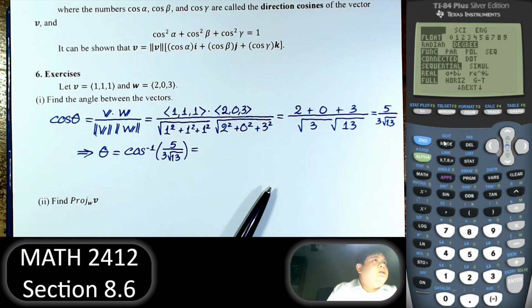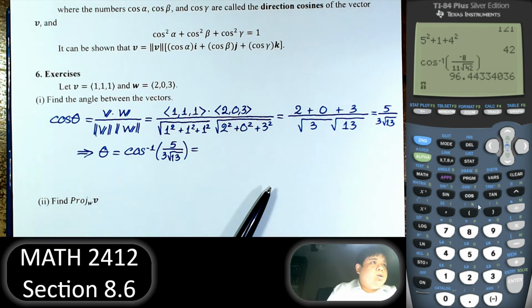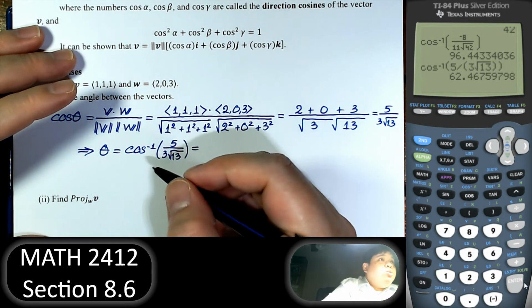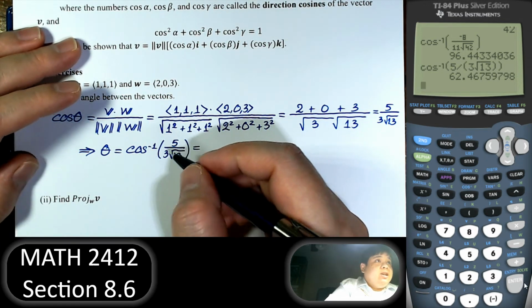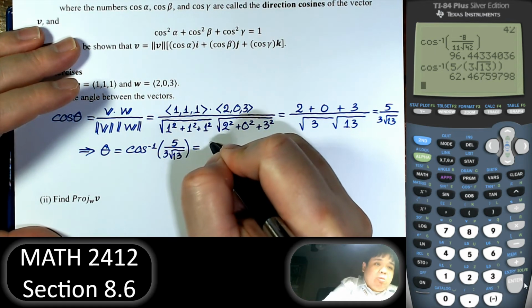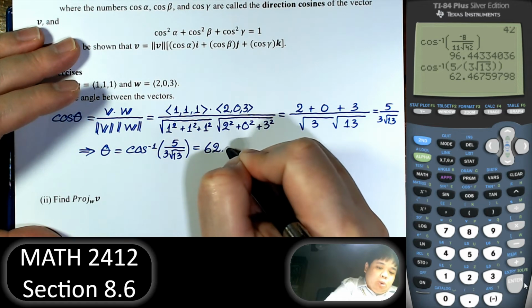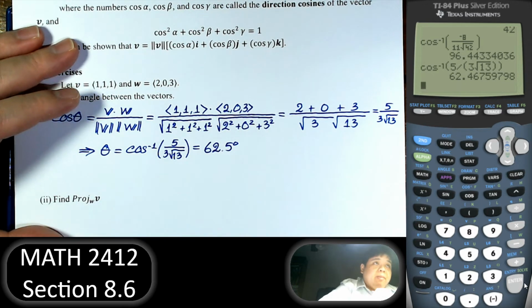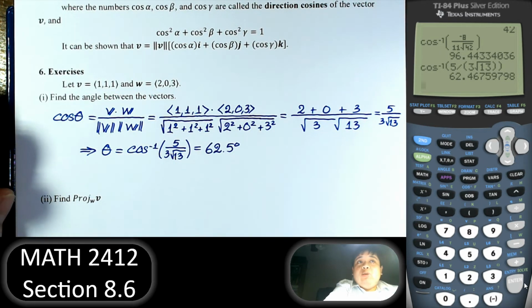Is that in, yes, still in degree mode. Cosine inverse of 5 divided by, if we write like this, make sure we have the parentheses for 3 and square root of 13, like that. So 5 divided by the whole thing here. And we have 62.467, let's just round to 1 decimal place, 62.5 degrees. Right, so that is the angle between 2 vectors.